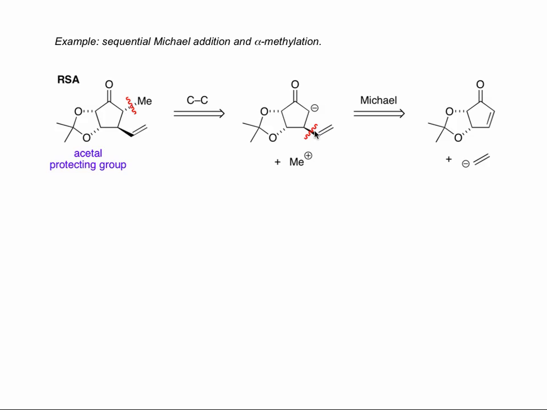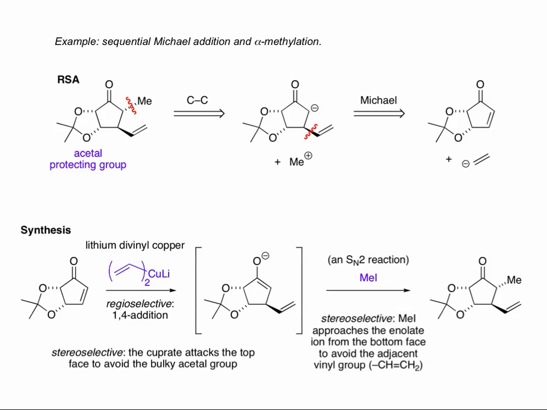If we now disconnect off the other side chain, we can now introduce a double bond into the ring and put a minus onto the alkene side chain. If we now look at the forward synthesis of this reaction, to get 1,4 addition, we need to use a cuprate or a copper reagent, organocopper reagent. Here we're going to use lithium divinyl copper to introduce the vinyl group at the 4 position.